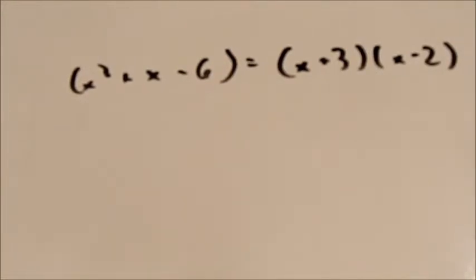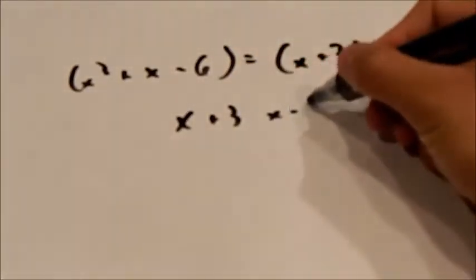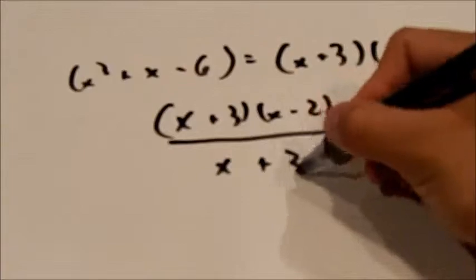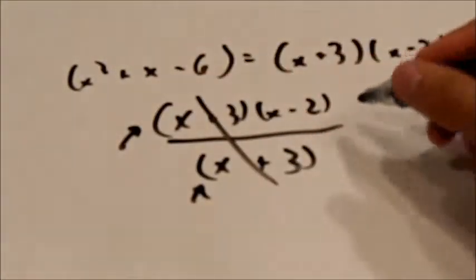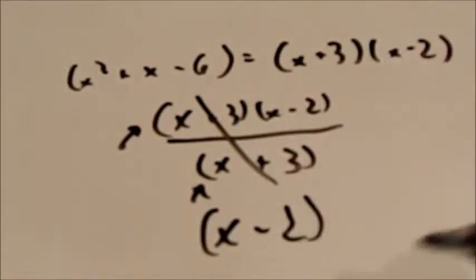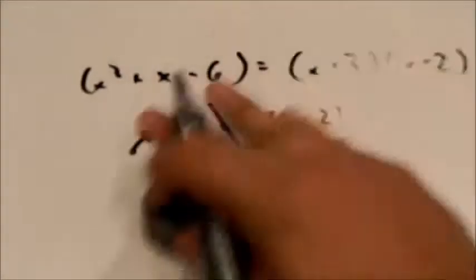Now if we rewrite our original function, we would rewrite it as x plus 3 times x minus 2 over x plus 3. Since we have an x plus 3 on both the top and the bottom, those can cancel, and we're left with just x minus 2. Now we can go ahead and plug in negative 3 for x to find our limit, and that'll give us negative 3 minus 2, which is negative 5.